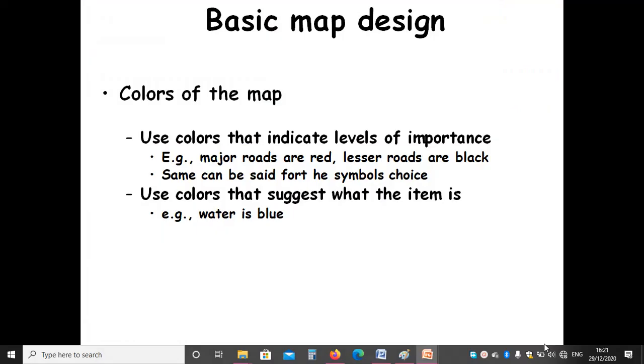For example, in base map design, colors of the map: major roads are red, lesser roads are black. So use colors that indicate the level of importance, and which color indicates which feature on the map. For example, water is blue. The different colors that appear on the image indicate the different features on the earth surface.